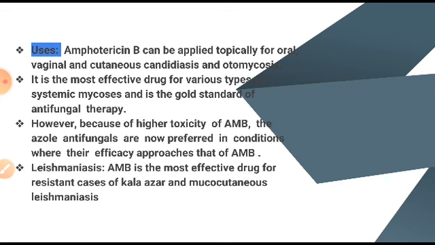So now we'll see what the uses of amphotericin B are. Amphotericin B can be applied topically or orally, for vaginal and cutaneous candidiasis and otomycosis. Also, it is useful in systemic mycosis and is the gold standard of antifungal therapy. Because of its higher toxicity, the azole antifungals are now preferred in conditions where their efficacy approaches that of amphotericin B.